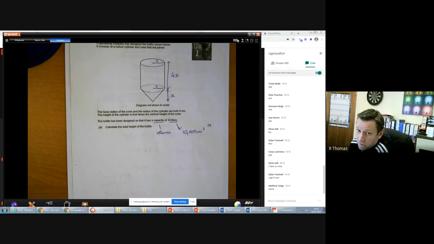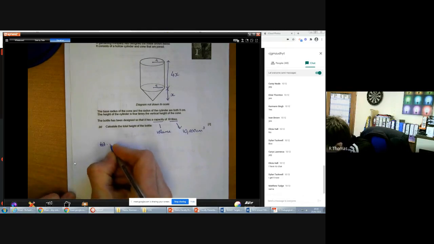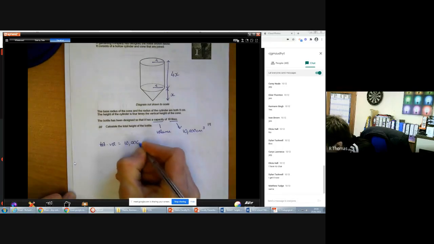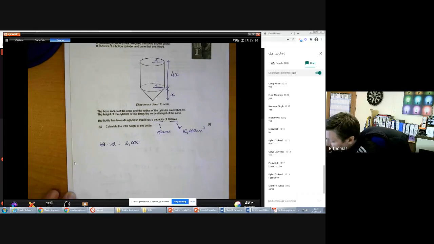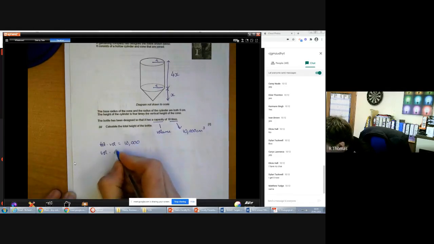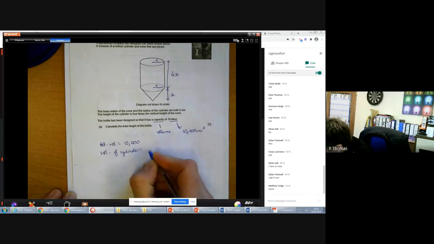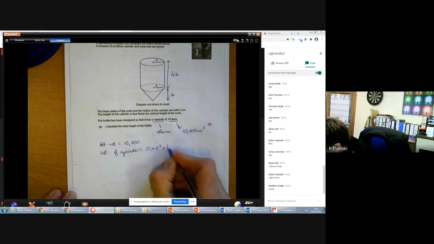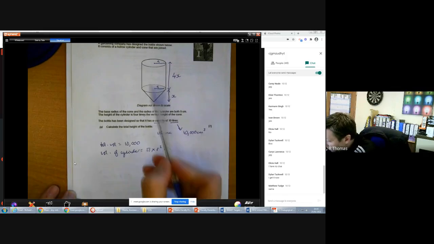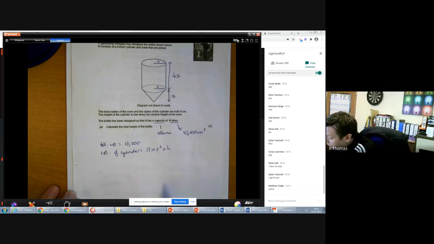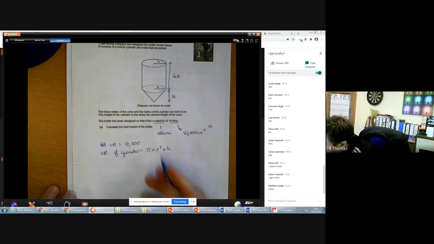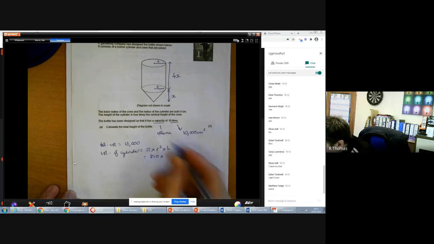All right, so we know that the total volume is 10,000 centimetres cubed. I'm not going to write the units every time. You need to know that the volume of the cylinder is pi times r squared times h. It's basically the area of the circle times by the height, okay? And I know the radius is 9. 9 squared is 81. So the volume of the cylinder is 81 pi times this height that we don't know, but we do know for the cylinder it's 4x. So I should have written 4x there.